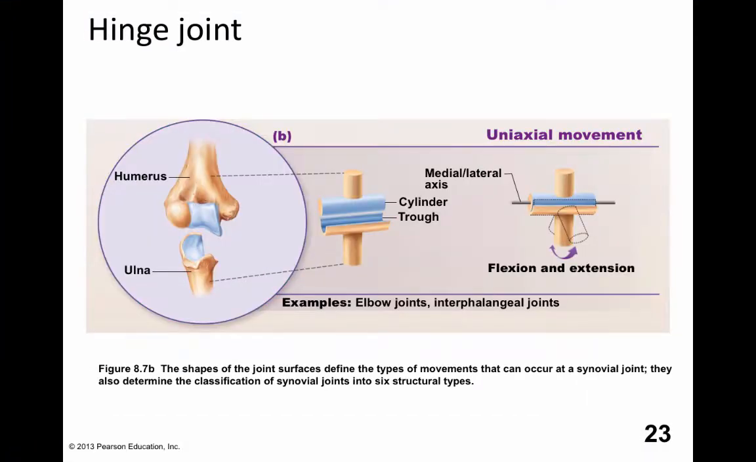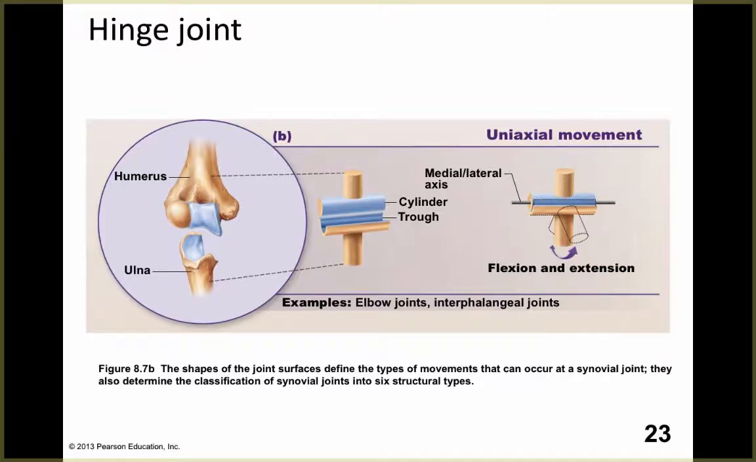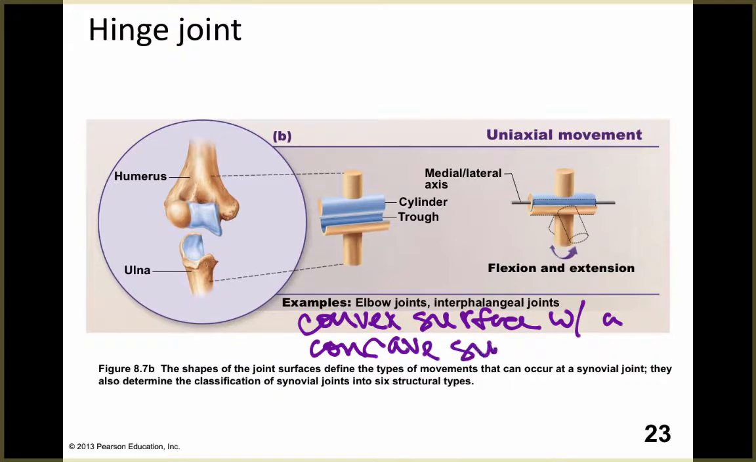The next is the hinge joint. On this joint, you'll notice that we have a convex surface that meets with a concave surface of another. So you can see right here, right? Those two, what they're calling here the trough and the cylinder. They are concave and convex.